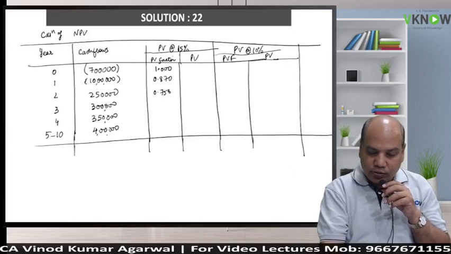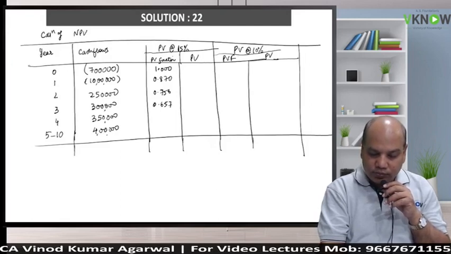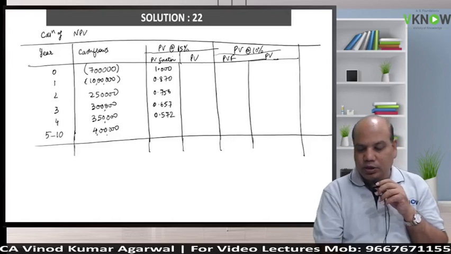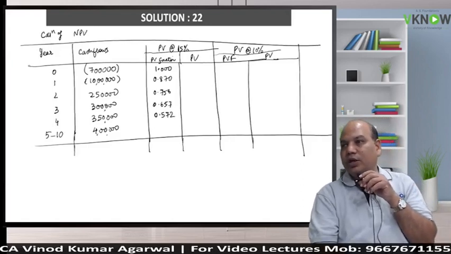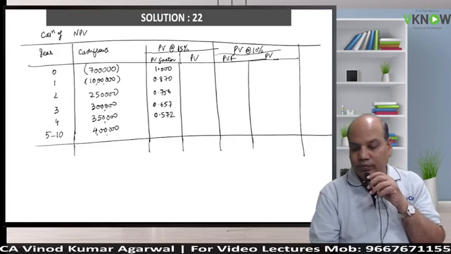0.756. Very good. Right. Press equal to. 0.657. Amazing. Next. Can we make it 0.572? Now stop. Wait. Because it is not 5. It is 5, 6, 7, 8, 9, 10.